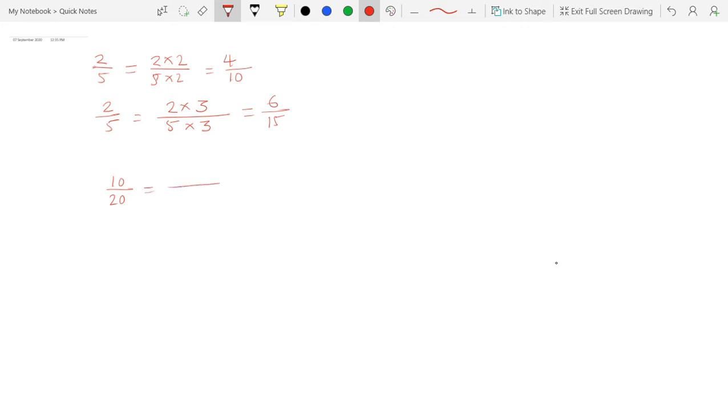Look, these two numbers are divisible by 5. That means if you divide these two numbers by 5, then which number will we get? 2 by 4. That means 2 by 4 is also an equivalent fraction of 10 by 20. Now look, this 10 by 20 can also be divided by 10. If you divide by 10, what will you get? You will get 1 by 2. That means 1 by 2 is the equivalent fraction of 10 by 20.